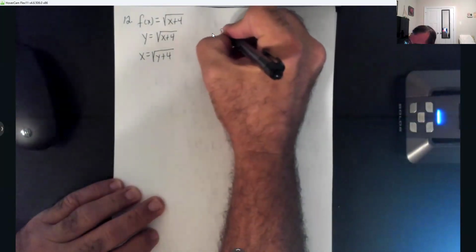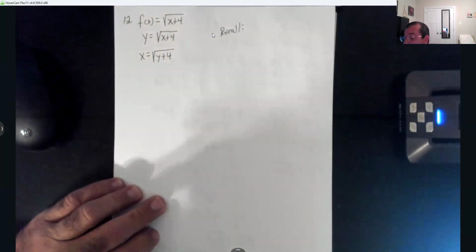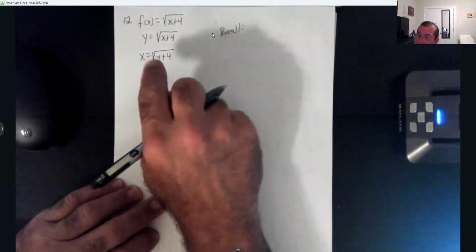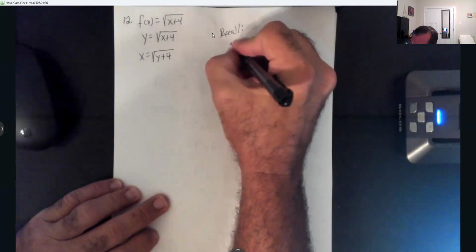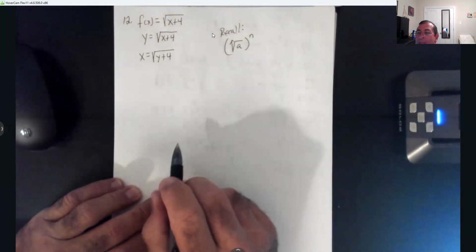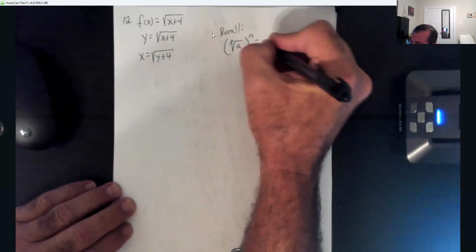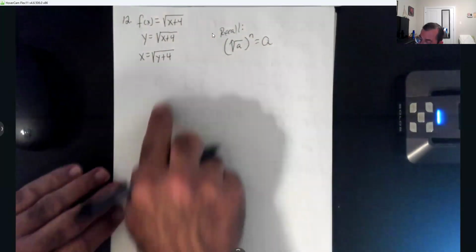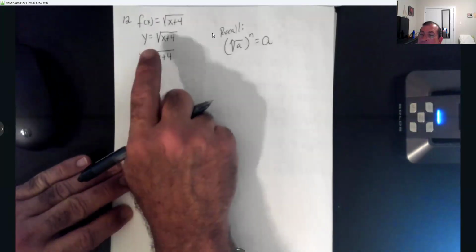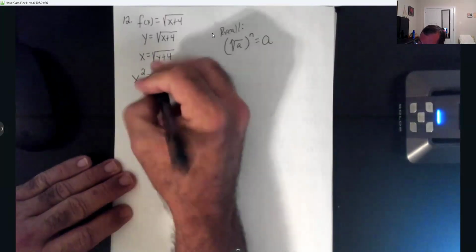Well, let's recall something about this stuff. If radicals undo exponents, what undoes radicals? Exponents. Yeah, if you had a square root of a, I could raise them both to the n, right? So that the exponent cancels the radical, and this will just equal my a. So if I want to get rid of this, we're going to square both sides, because remember, that's a square root. So we're going to square both sides.